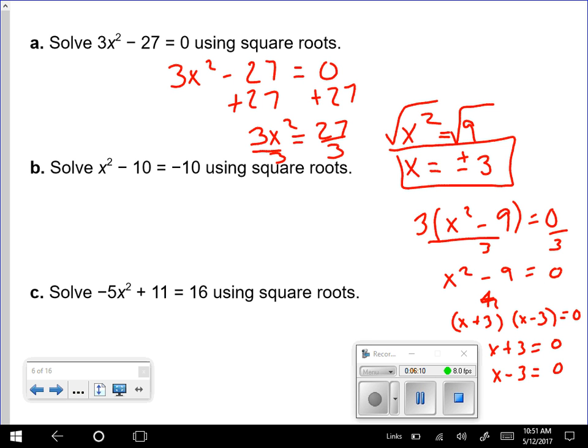Okay, so let's look at B. We have x squared minus 10 equals negative 10. So I'm going to add 10 to both sides to get x squared alone, and I get 0. So if x squared equals 0, if I find the square root of 0, x is just going to be 0.